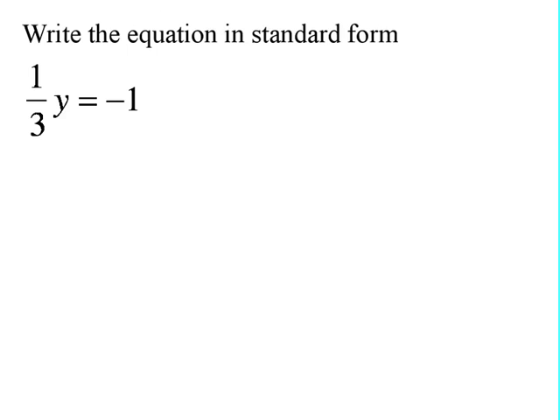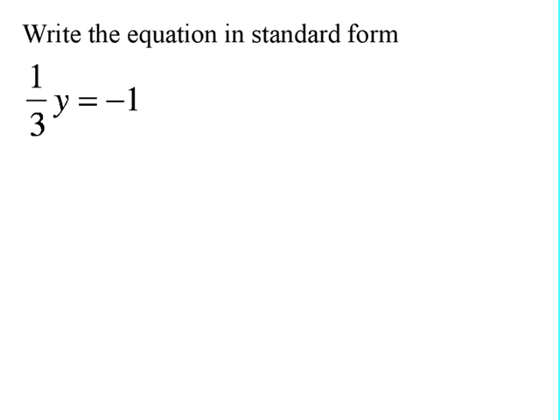Okay, so let's write this in standard form. So standard form, ax plus by equals c. So basically it means variables on one side, numbers on the other. So we're really, really close. What is the issue with this problem though? What do I need to get rid of? The 1/3. I got to get rid of the fraction because if you remember it said a, b, and c are all integers. 1/3 is not an integer, it's a fraction.